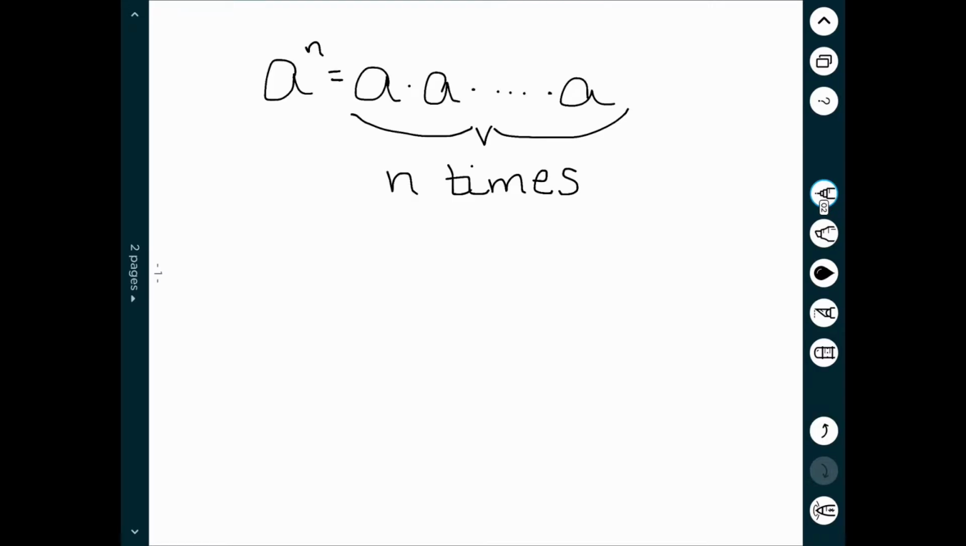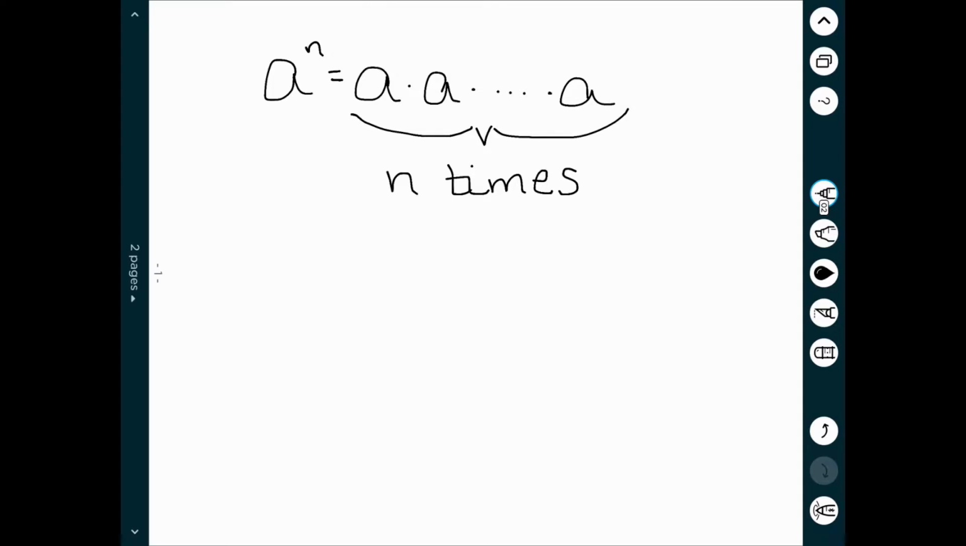We'll now start looking at some properties of exponents. And in order to talk about the properties of exponents, we have to really understand exactly what an exponent is. We talked about how multiplication is essentially a repeated addition of the same number over and over, and an exponent is going to be a repeated multiplication. So something like a to the n means multiply a by itself n times.